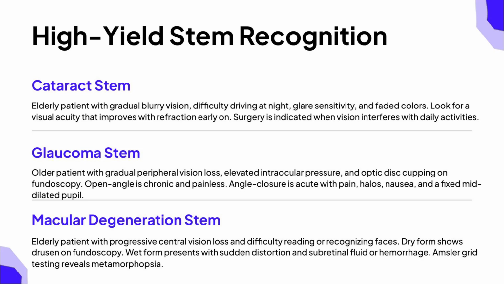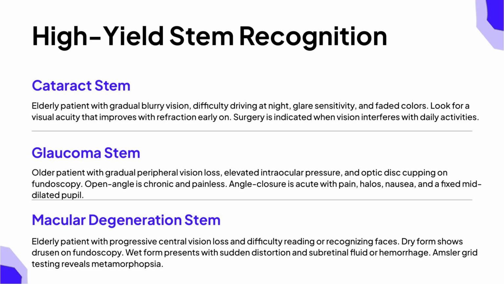For glaucoma, the boards love to distinguish between open angle and angle closure. Open angle glaucoma is the chronic, painless version. The stem will describe slow peripheral vision loss with elevated intraocular pressure and optic disc cupping. Angle closure is the emergency. Look for sudden onset of severe eye pain, halos around lights, nausea, and a mid-dilated pupil that does not react.